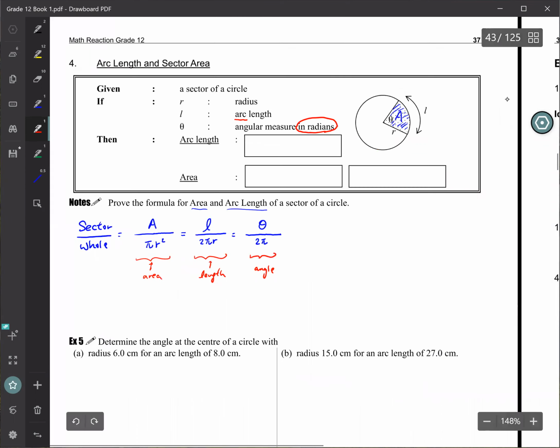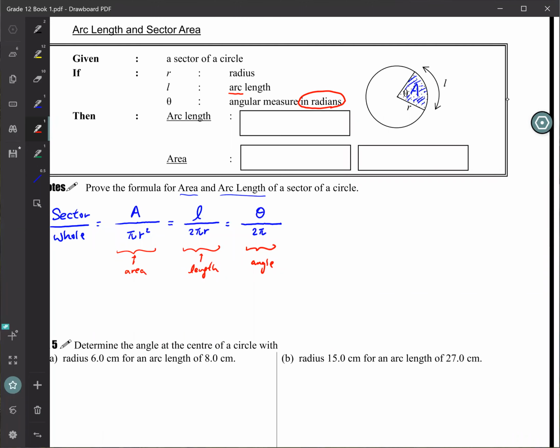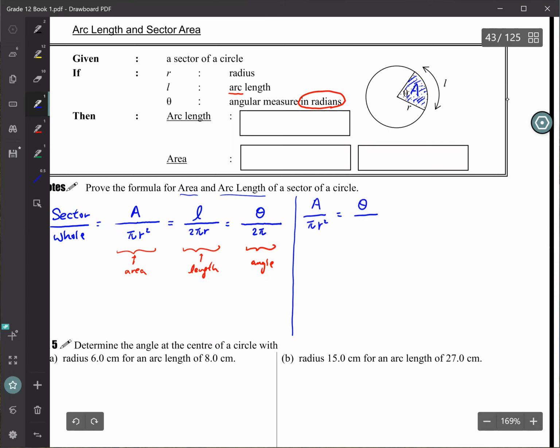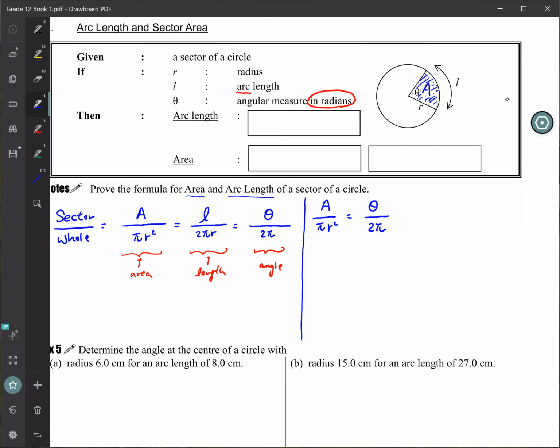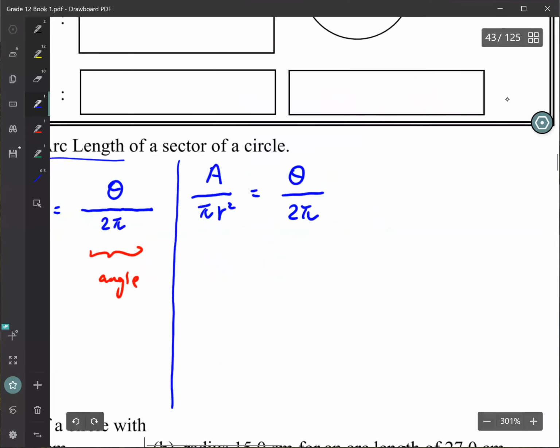So now what we are going to do is just pick two of them and then isolate the thing that we want. I'm going to pick the first one and the last one, the area and the angle ones. So I'm going to split this and write it here. From here, I would like you to isolate the area. Please copy the proportion down, and then isolate the area. I want to find a formula for the area of the sector.